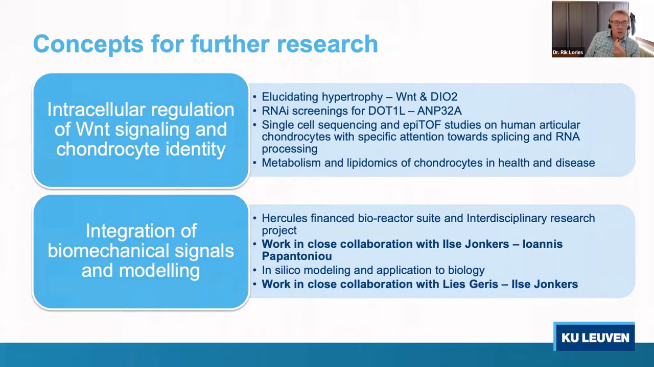So what do we want to do in the next couple of years? We want to continue looking at the intracellular regulation of Wnt signaling in the chondrocyte identity, focused on hypertrophy, and we have a number of other systems in place. We're also performing or have performed RNAi screenings on a large scale to find further mediators of DOT1L and AMP32A. We're looking at single cell sequencing data and epitope studies to better understand this molecular identity.